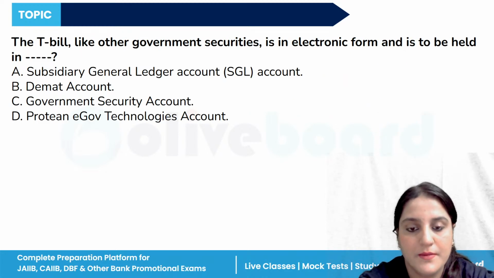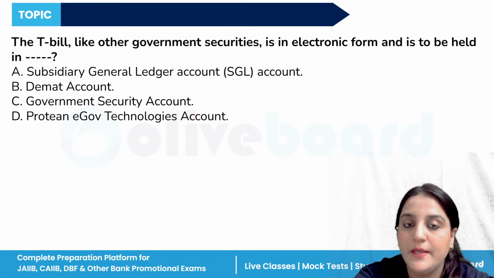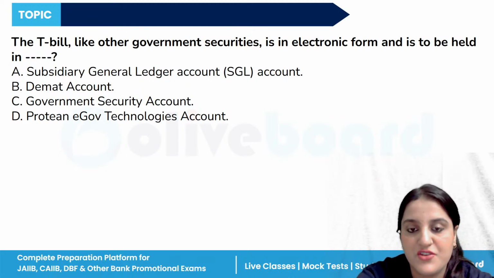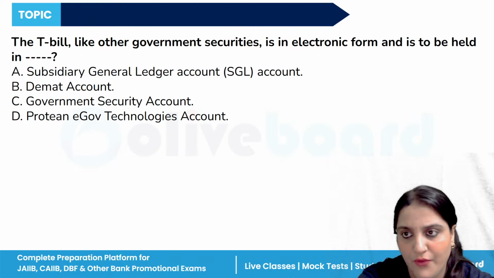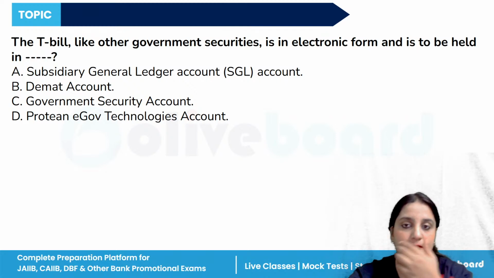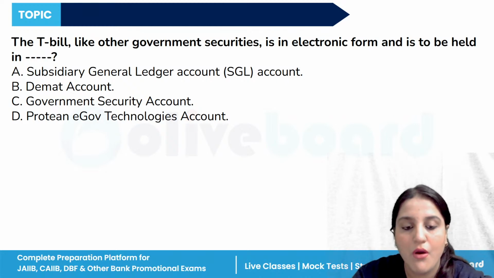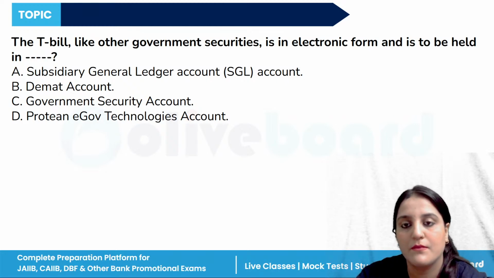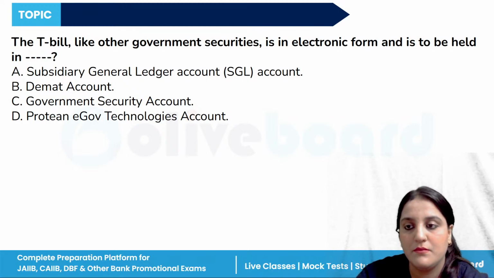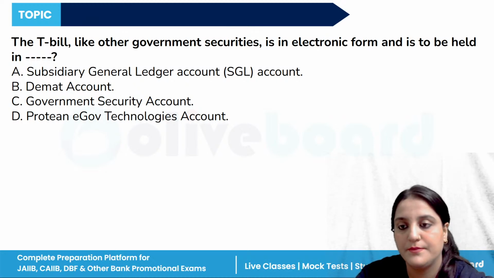Next question. The T-bill, Treasury bill, like other government securities, is in an electronic form and is to be held in an SDL account, demat account here, or the government security accounts.